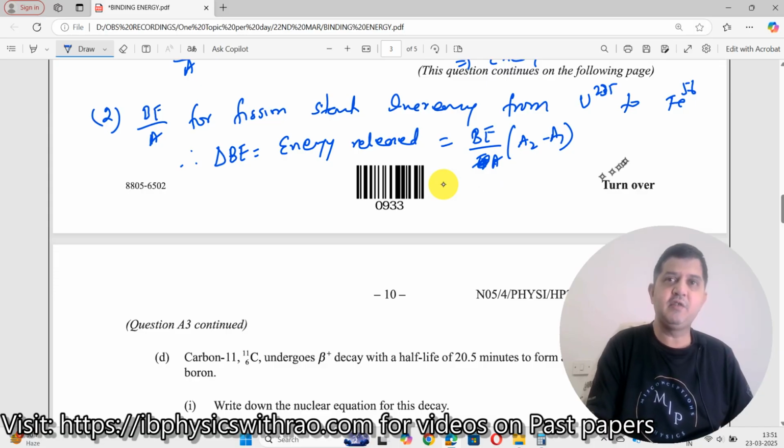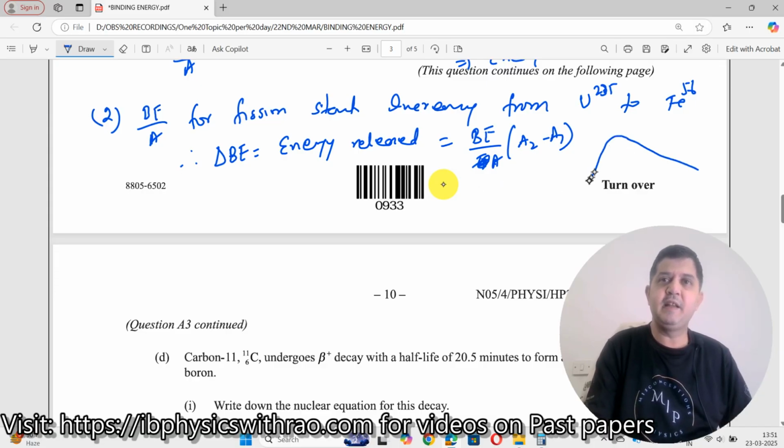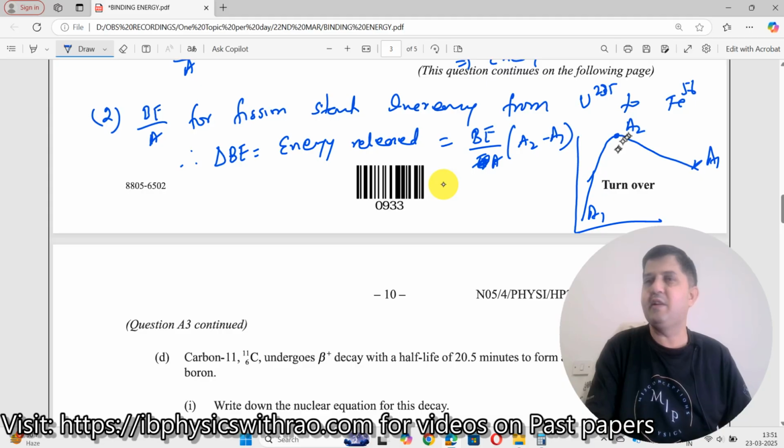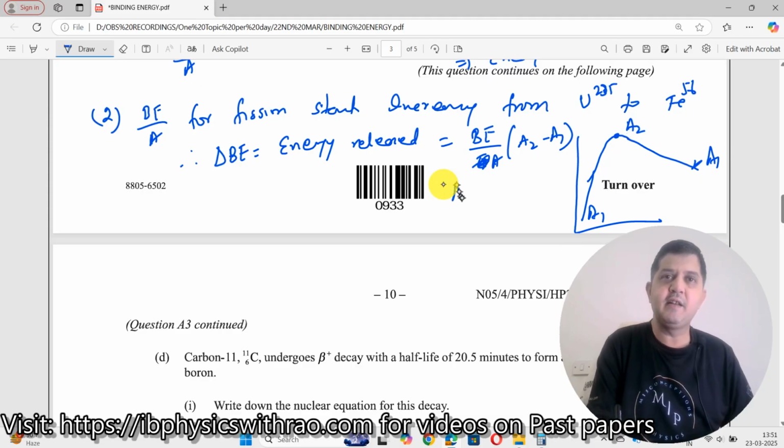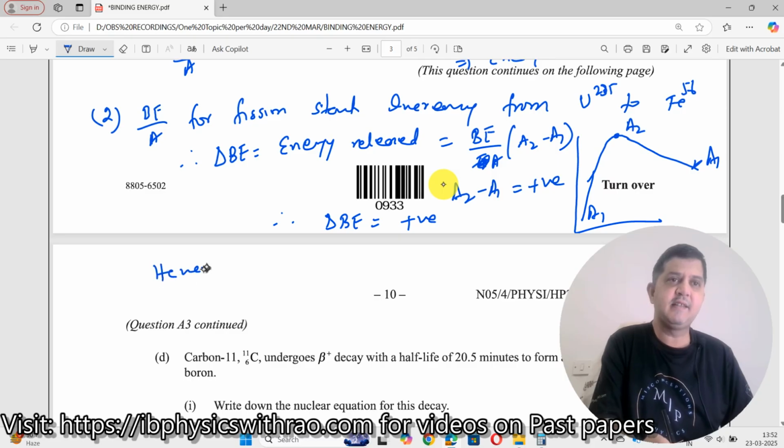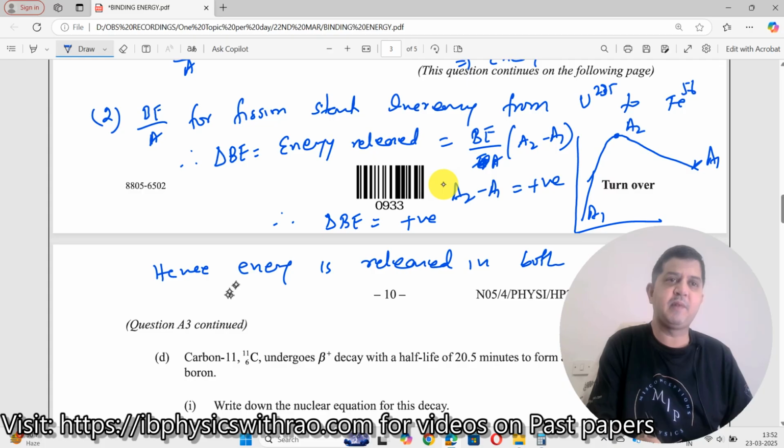Now what is A2? See, this is your binding energy curve. It comes like this also, right? This is your binding energy curve. So this would be your A1, this would be your A2. When it went like this was your A1 and this was your A2. Now it is going like this over here. So as a result, once again, A2 minus A1 is positive, and therefore delta binding energy is positive, and hence energy is released in both the products.